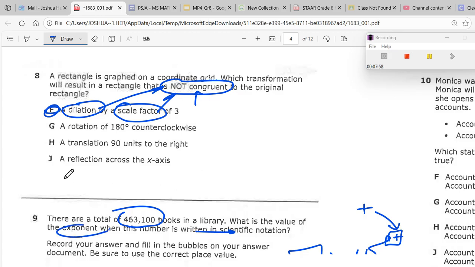Question is asking, what is the exponent? Ooh, I got this one wrong. The right answer is 6.5. That's the exponent right here. That's your exponent.